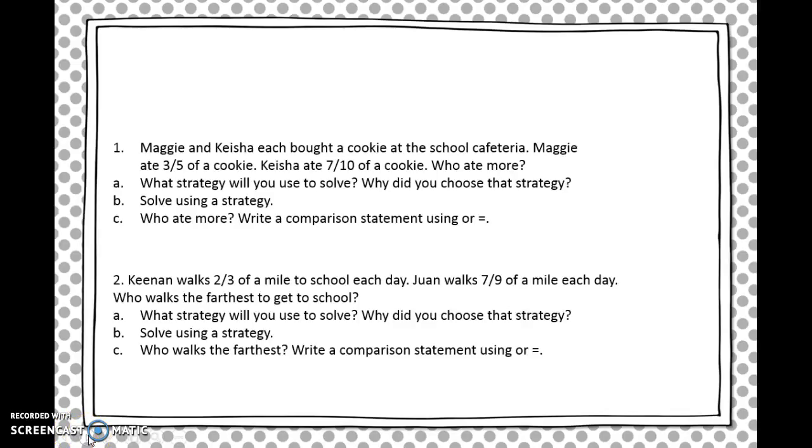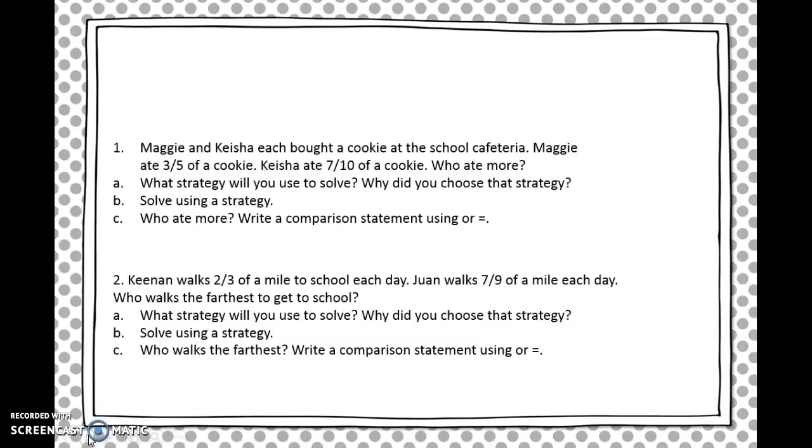Maggie and Keisha each bought a cookie at the cafeteria. Maggie ate 3/5 of a cookie. Keisha ate 7/10 of a cookie. Who ate more? What strategy will you use to solve? And why did you choose that strategy? Solve using the strategy that you've chosen. And then, in your final answer, tell us who ate more and write a comparison statement using greater than, less than, or equal to.